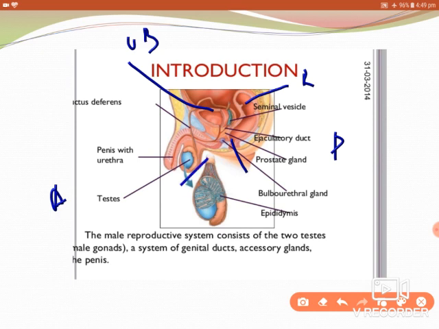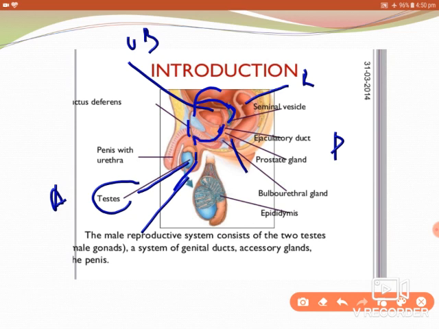See here, this is the scrotum. Here you can see the testis. Then this part is the epididymis. Then from here, this is the vas deferens or the ductus deferens, content of the spermatic cord. It goes like this, then opens into the prostatic urethra.